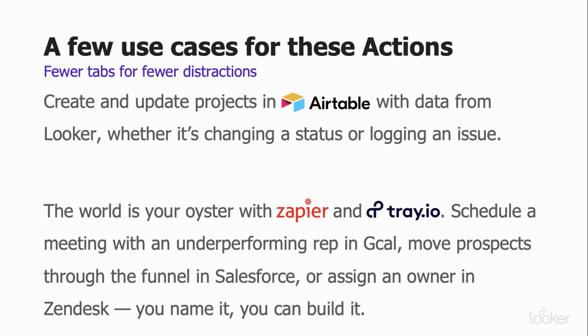I also want to touch on two actions that we have that are really, the world is your oyster with these two actions, the actions for Tray and for Zapier. If you guys aren't familiar with those two technologies, definitely check them out. Because basically what you can do is you can send the data to them and then they can do anything, anytime, anywhere with it. And one of the things that you can do with them is create these custom in-Looker actions. We've been working on a lot of them actually, and so we're hoping to post some of our templates for them to Discourse in the next few months.